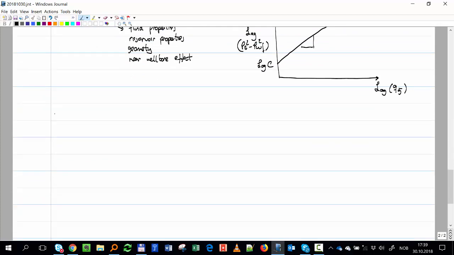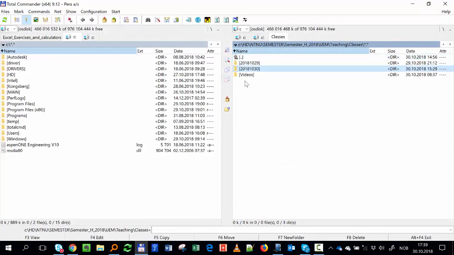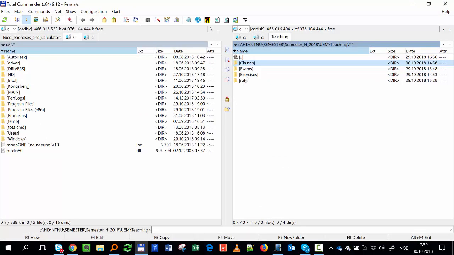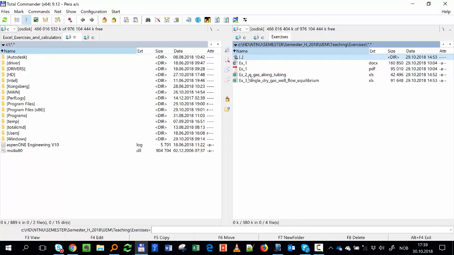So that's the IPR that we are going to use. So I suggest we open the second exercise. It's called exercise 3, single dry gas well flow equilibrium.